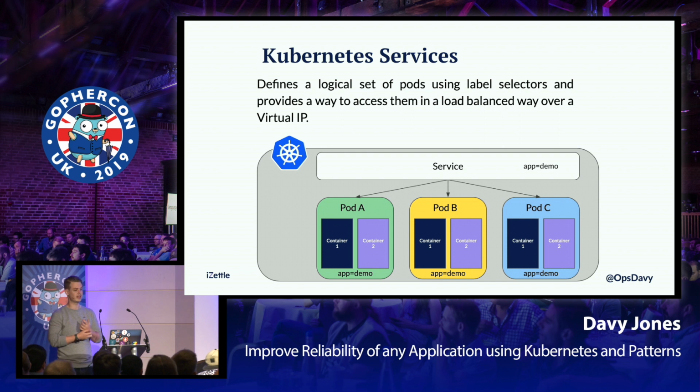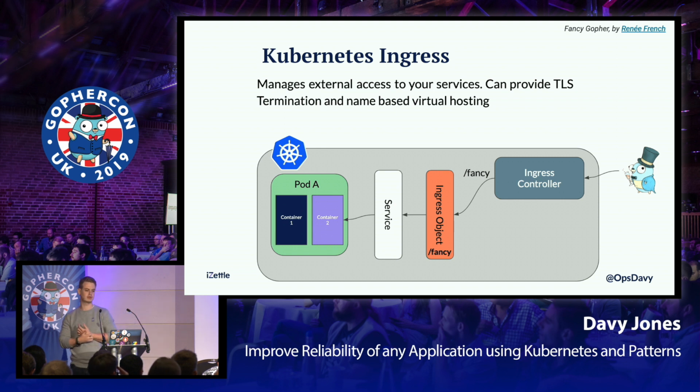Services define a logical set of pods, so you can think of it sort of like a load balancer to a degree. Essentially it adds a separation between your services, and it'll have a virtual IP for routing to it. A lot of times it will have a DNS name that's routable to it. If we're getting access externally, then we can use ingress controllers, and this can provide layer 7 path-based routing. So our fancy gopher there wants to go to the root of fancy, and it will then be routed to the right service that's defined by its ingress object that's then known by the ingress controller.